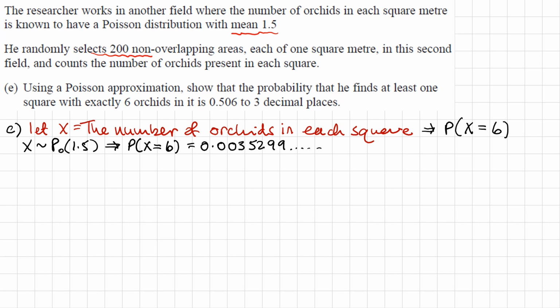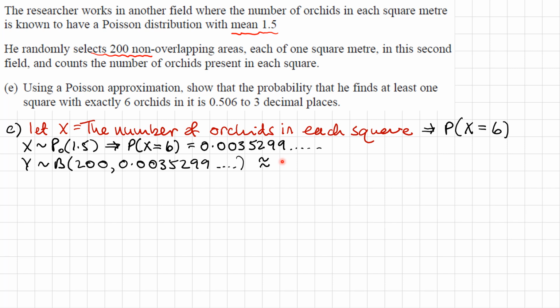Now we'll get on to this bit about 200 non-overlapping squares. I'm going to use the letter Y. This would be binomial because we've got 200 squares, and the probability that I find exactly 6 in one of those squares is the probability that I've just worked out. But what we're doing is we're using a Poisson distribution, and we can do that because n is large, greater than 50, and p is small. So this is the Poisson approximation part.